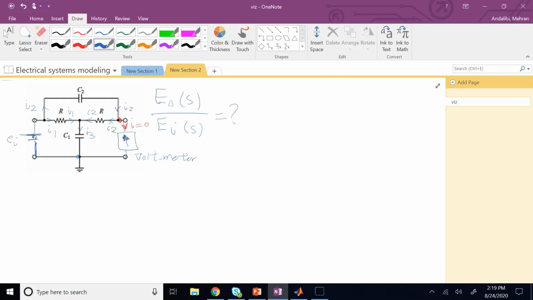Okay, so now I have 3 loops here. As you can see, there is one loop here, there is one loop here, and there is one loop here. And I have a bunch of nodes. One node is here, and one node is here. This node here already we take care of it by saying these two are I2. So it's not going to give us anything new. So now let's write down the equations for Kirchoff current law and voltage law.